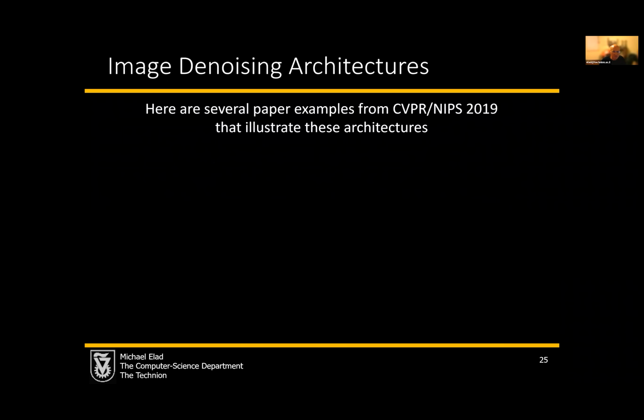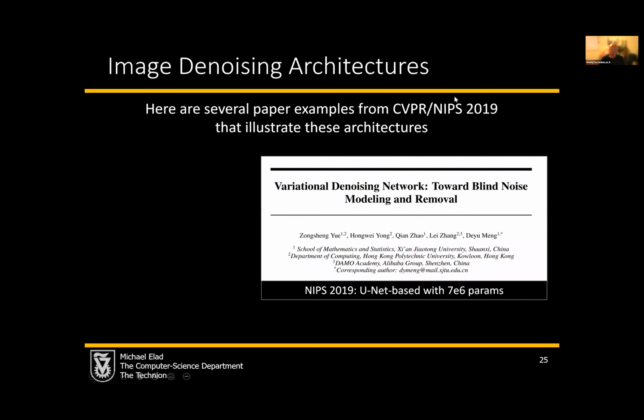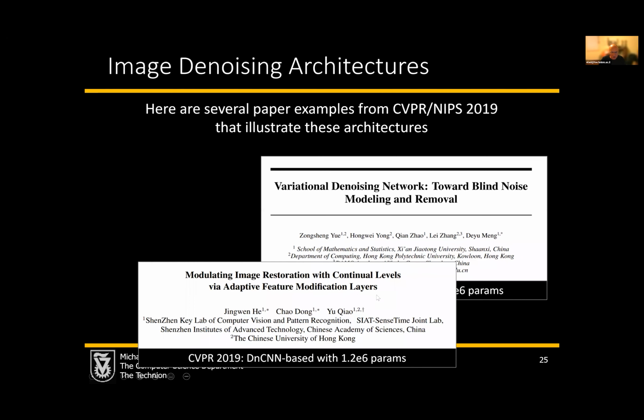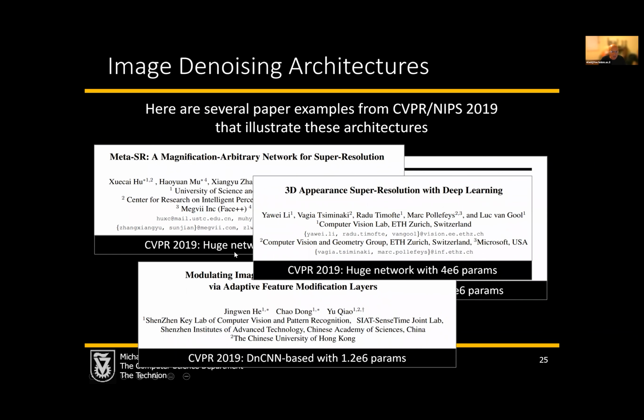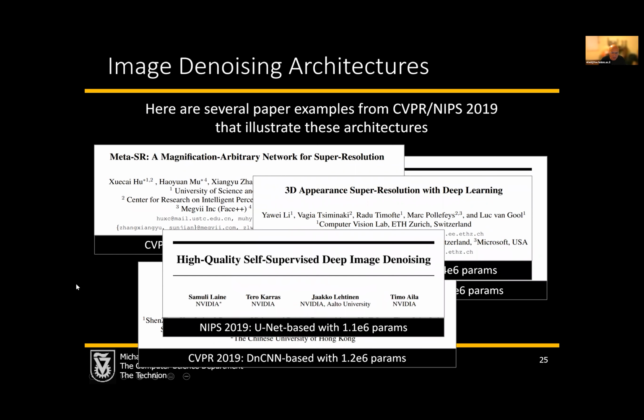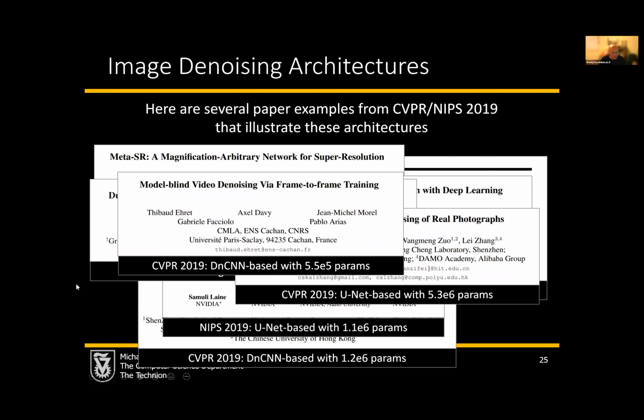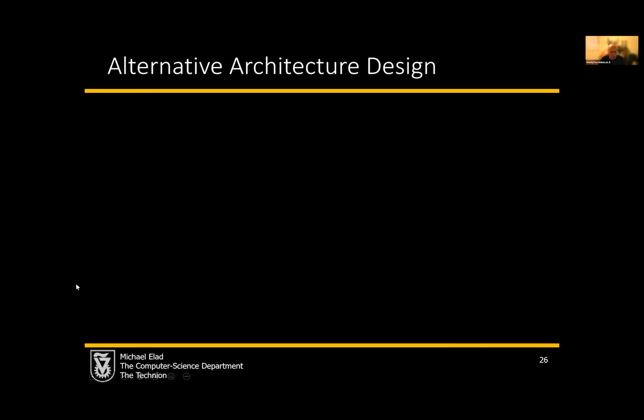What is the alternative? Just before talking about the alternative, just a glimpse at 2019 papers from CVPR and NeurIPS, and you see again and again, either copying a network or building a network by piling elements without any justification. Many parameters, I'm talking millions of parameters in each of those networks, and this is the typical trend. This is what people do in order to denoise.